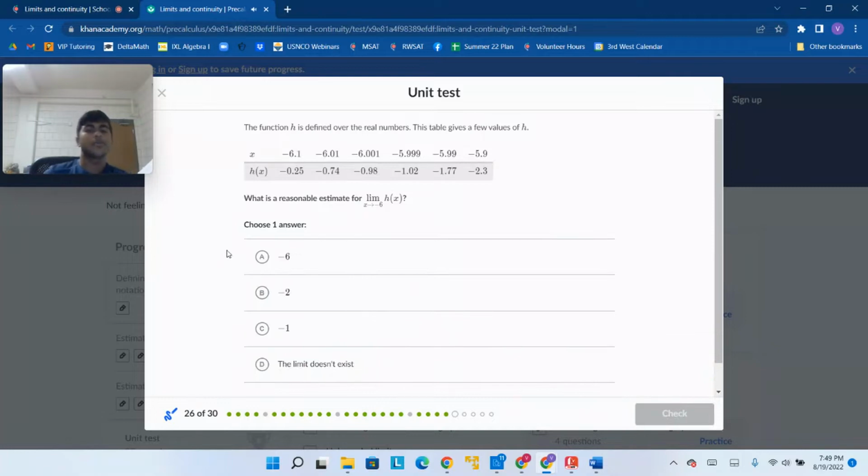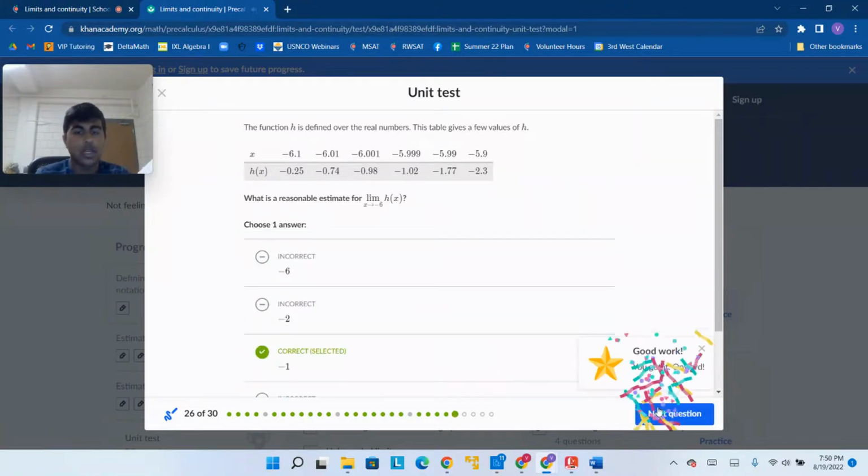Let's keep going. Function h is defined over the real numbers, and we're given a few values of h. What is a reasonable estimate for the limit as x approaches -6? We're going, as you can see, to -1. Our answer is -1, and we can keep going.